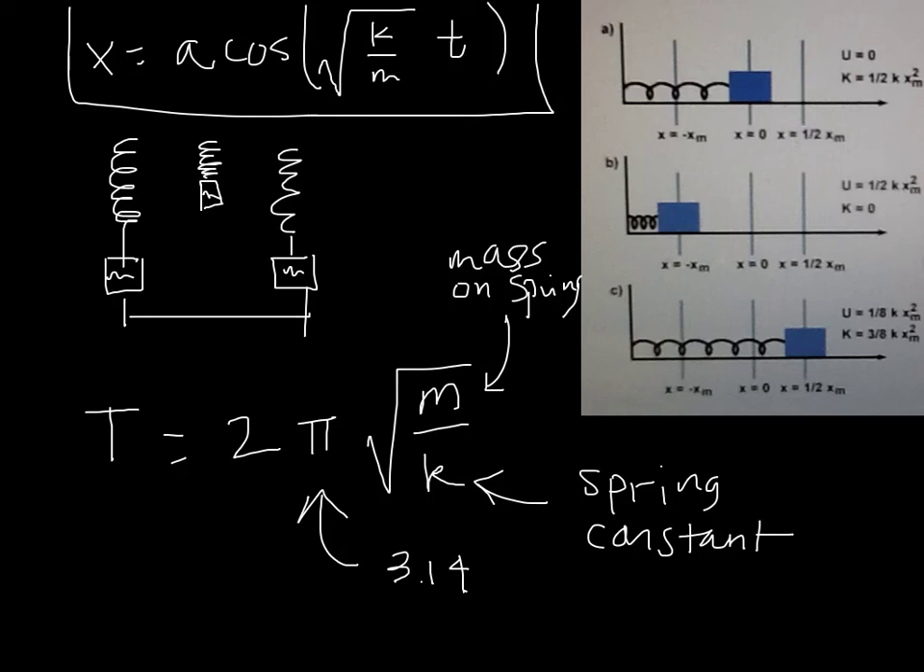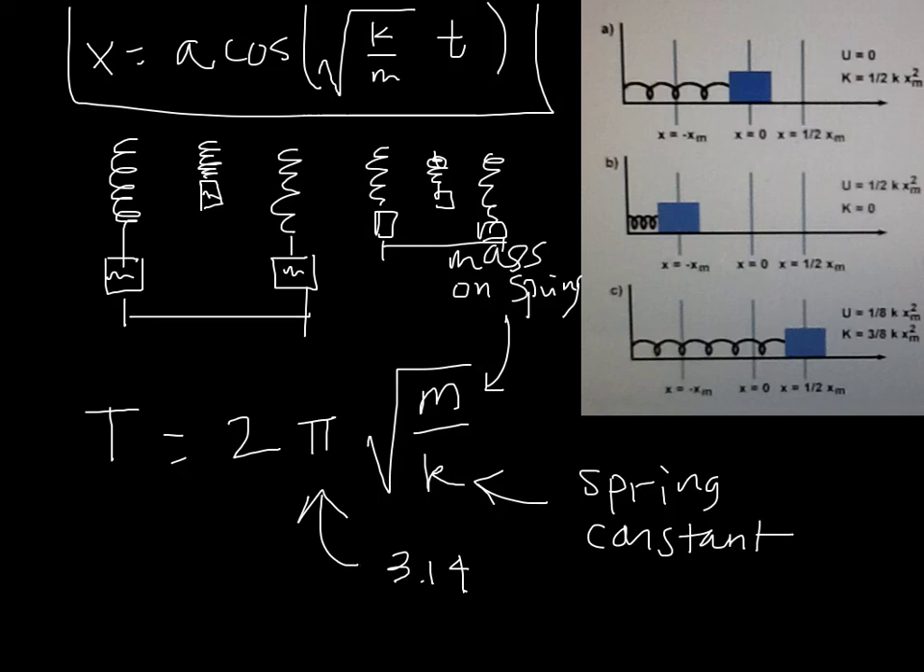So if you only displaced it originally a little bit, and then it went back up, this whole time would be the same if you had the same mass and the same spring constant.